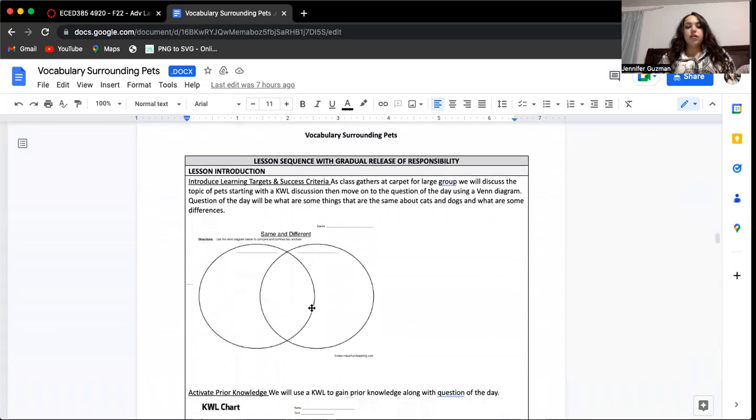So, lesson introduction. Introduce learning targets and success criteria. As class gathers at the carpet for a large group, we will discuss the topic of pets, starting with a KWL discussion, then move on to the question of the day using a Venn diagram. Question of the day will be, what are some things that are the same about cats and dogs, and what are the differences?